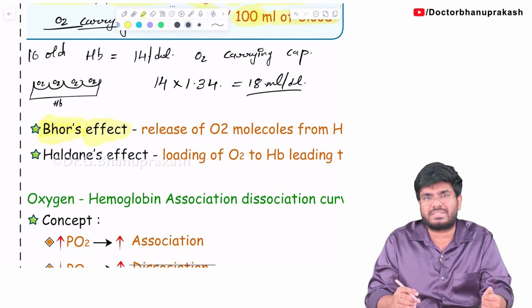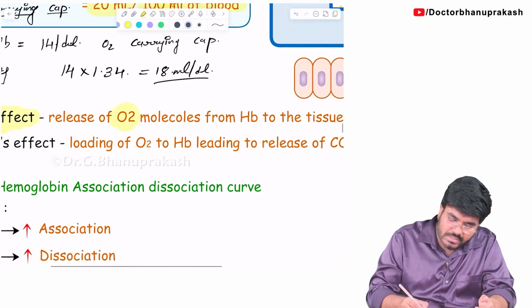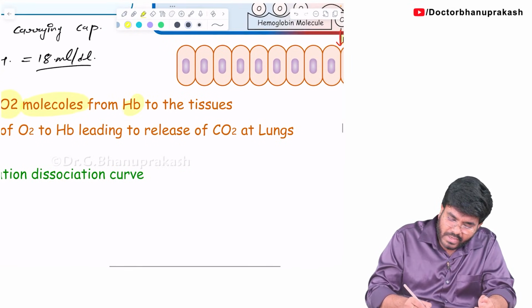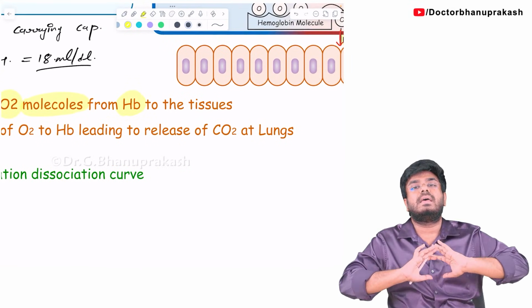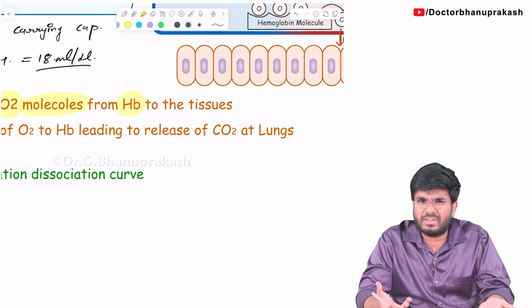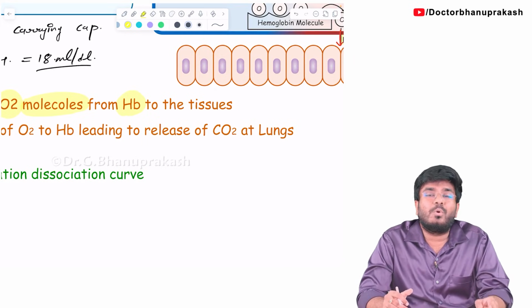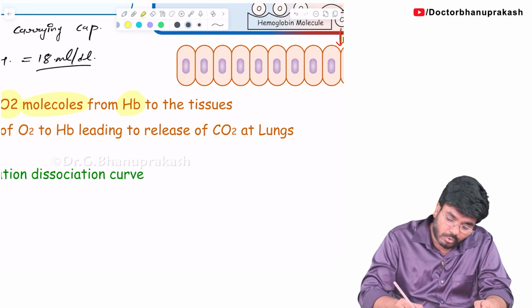Bohr's effect. What is Bohr's effect? Bohr's effect means it's a release of oxygen. Release of oxygen molecules from where? From the hemoglobin. See, hemoglobin is releasing the oxygen. Why? The husband got bored of this wife, so he's kicking the wife out. So Bohr's effect is the release of oxygen from the hemoglobin to the tissues.